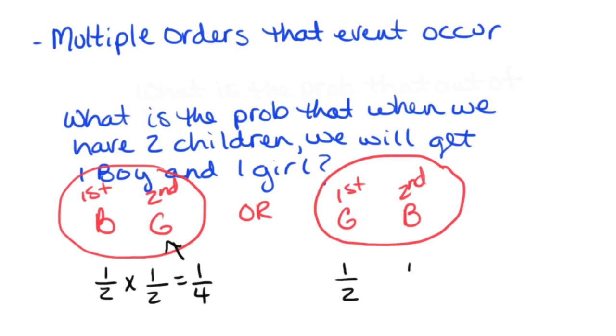And then the probability that when I have my second child, it's going to be a boy is going to be 1/2. So I take that, I multiply them together, and I get 1/4. So it's 1/4 for this order.